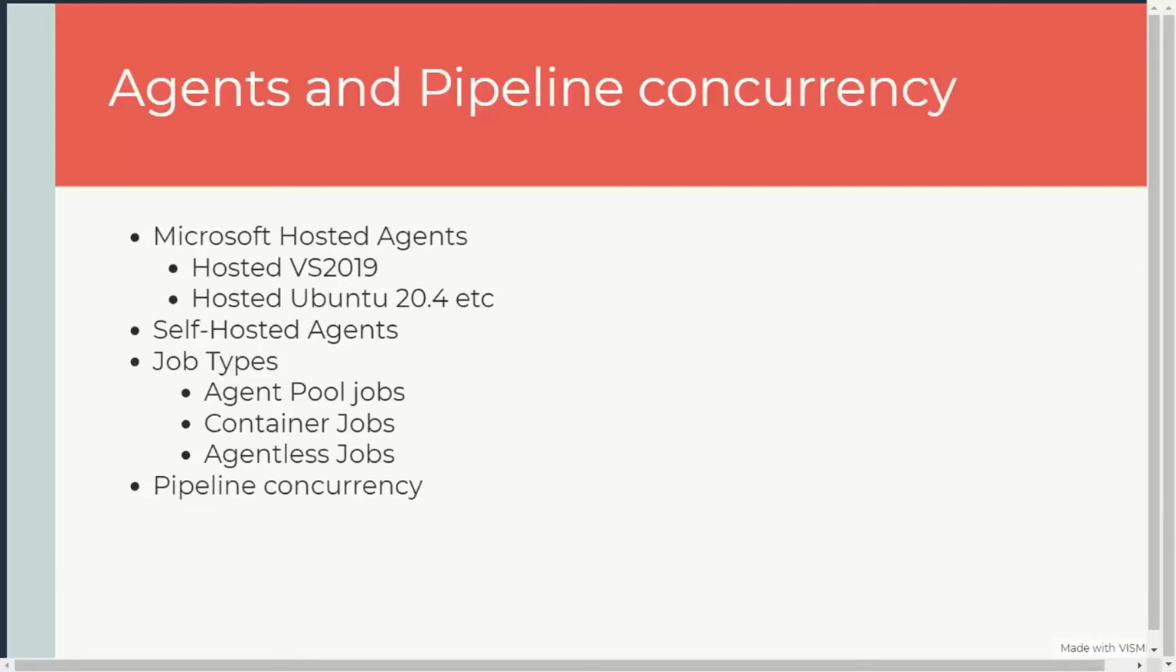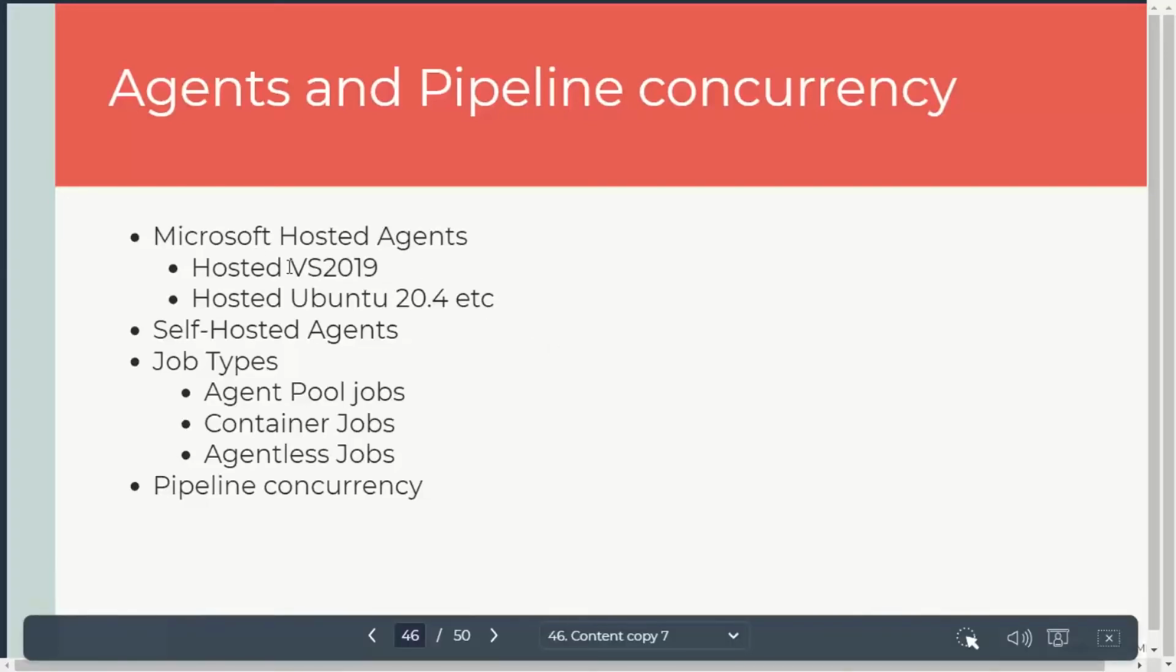Based on your need, you can select which agent machine a particular job has to run on. I'm giving one example: the hosted Ubuntu one. Ubuntu is one of the Linux flavors.